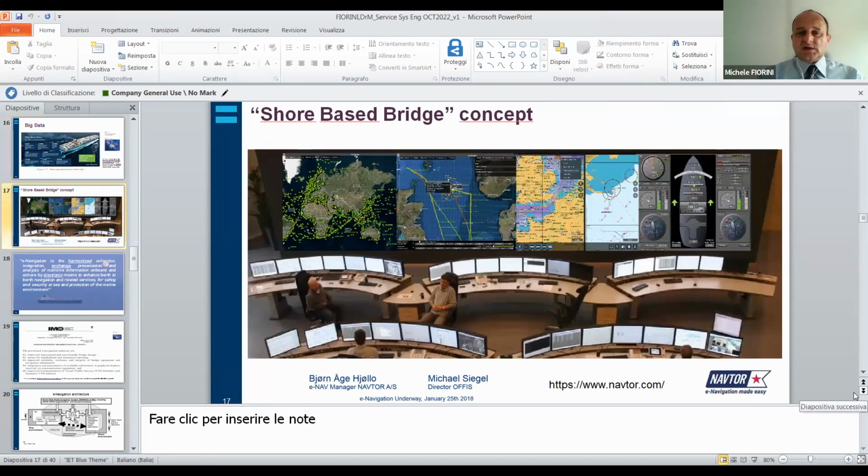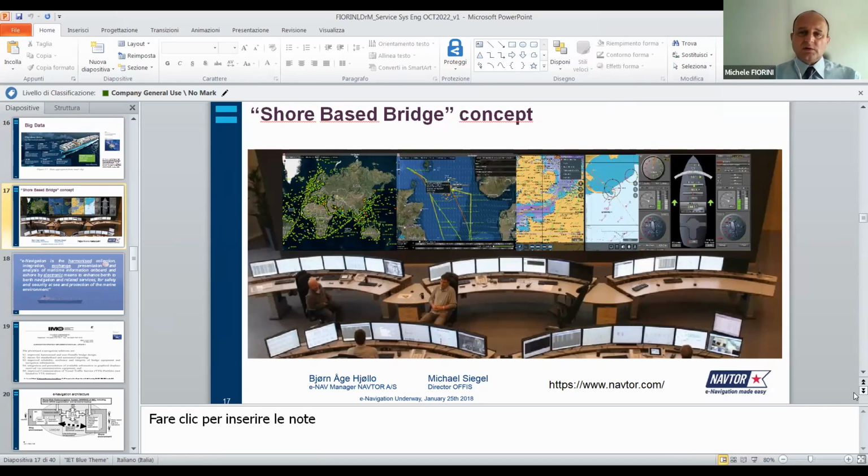Again, this is a picture of remote control of a vessel implemented by the Navtor company. From this center, you are able to monitor in real time the position of the entire fleet and able to transmit or somehow manage some of the components inside the ship from the shore side.